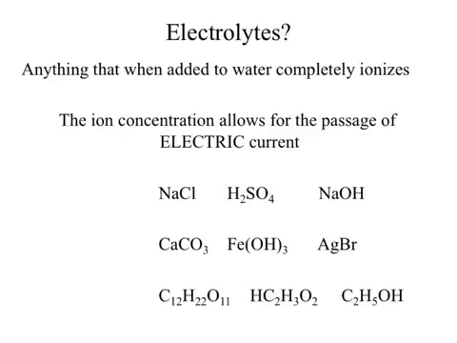Anything that we add to water that completely ionizes is considered an electrolyte or a strong electrolyte. What it's allowing the passage of is electric current or electrons. We can do electrons through charged species. Which of these would we predict to be electrolytes? Why is sodium chloride a strong electrolyte? Metal and a non-metal, it ionizes.